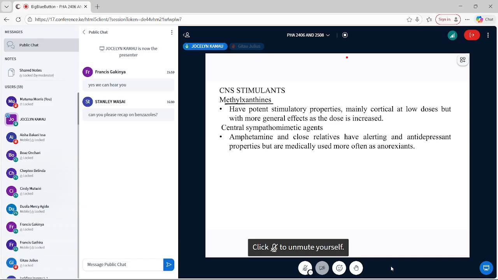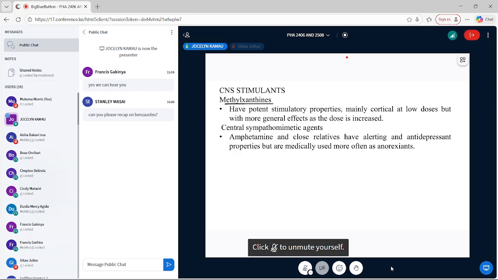But again, when you use them in large amounts, then they can have general effects and cause quite a lot of problems. They can cause sweating, because we have said stimulants will increase the heart rate, and they increase the respiratory rate. Of course, to take a dose that can kill you must be a lot. So that's the methylxanthines. We're going to look at them.